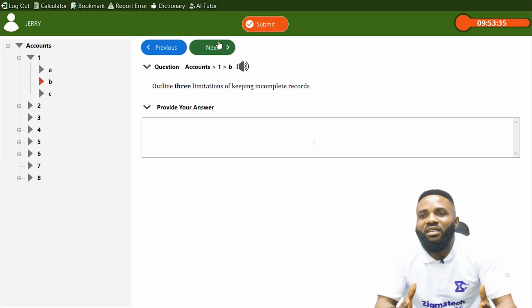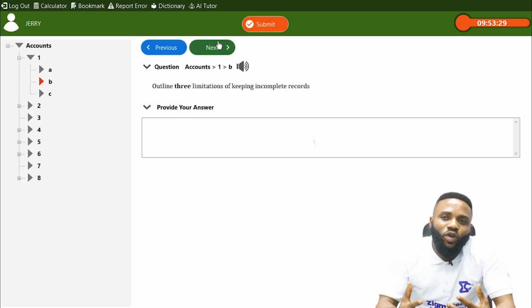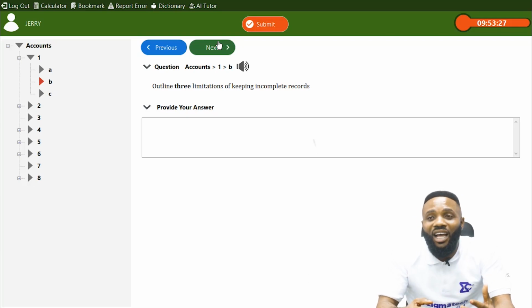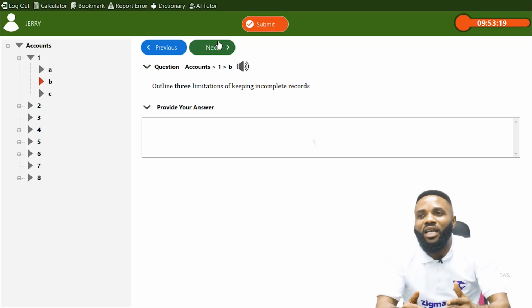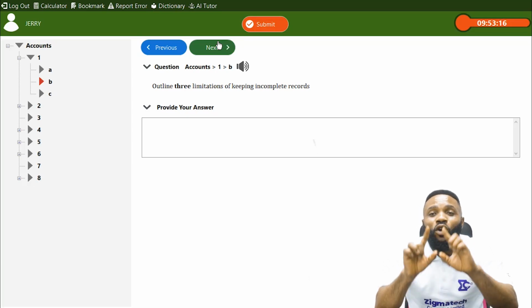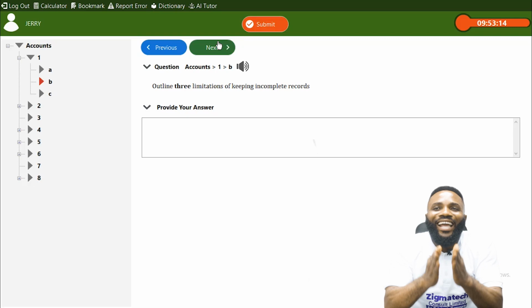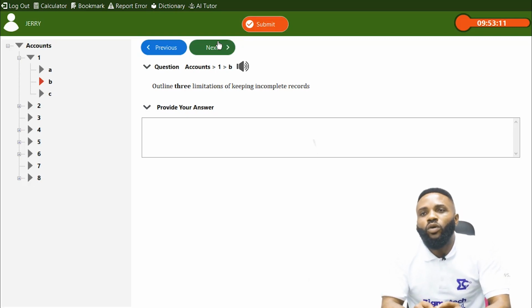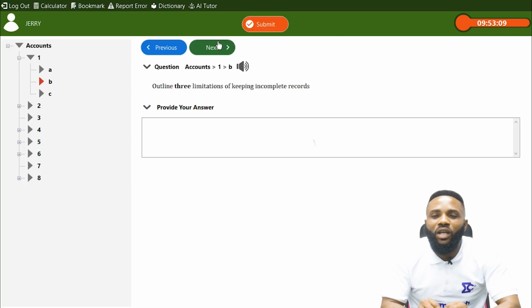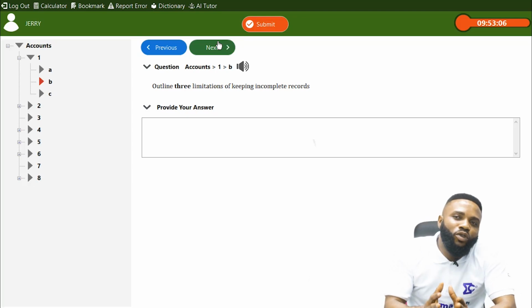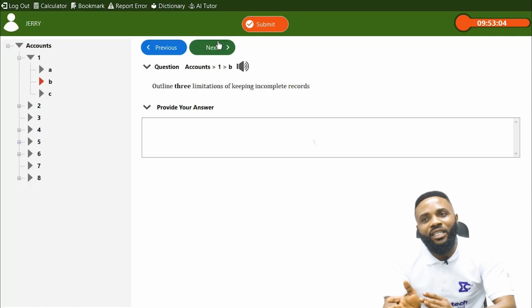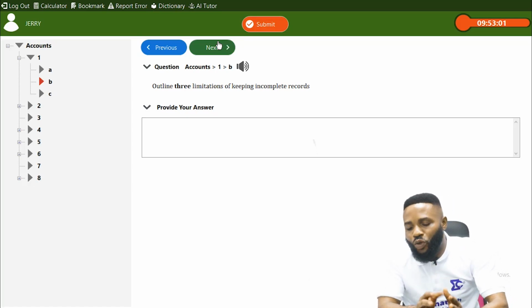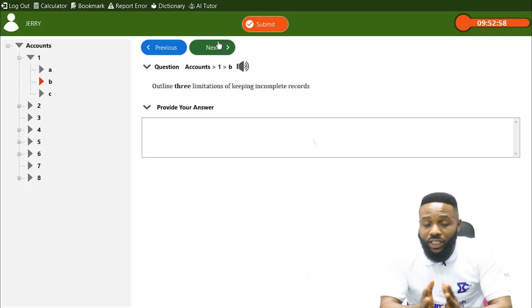You know, trial balance is a list of balances extracted from the ledger to test the arithmetical accuracy of the ledger entry. The ledger, I call it the book of books, the principal book of account, where every other transaction is recorded in a classified form. So when you keep incomplete record, because this record does not conform to the debit and the credit entry of accounting, it will be difficult to extract the trial balance.